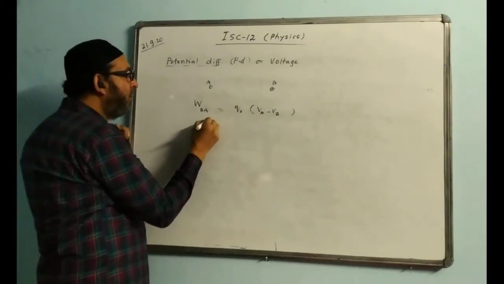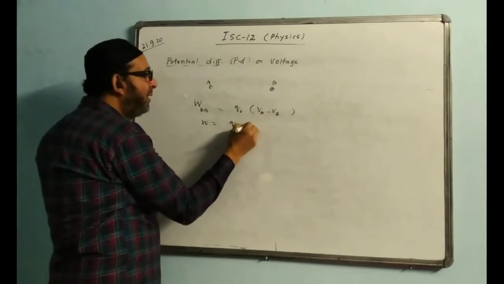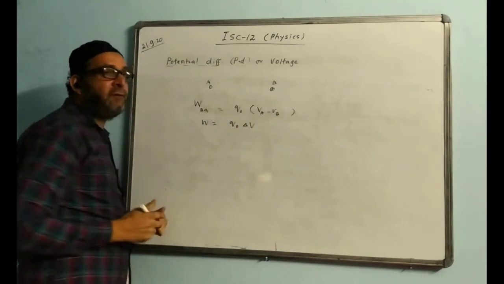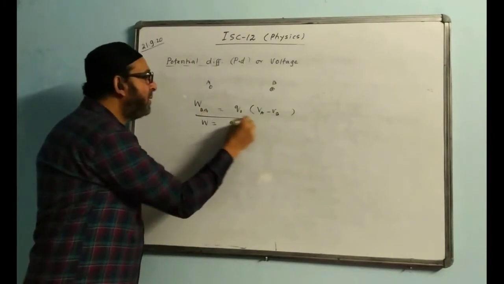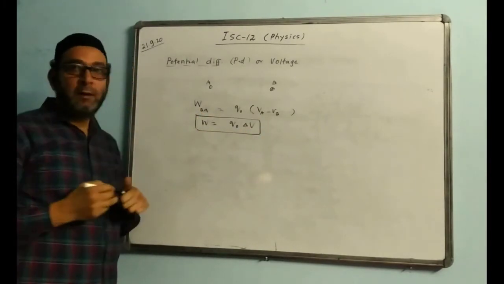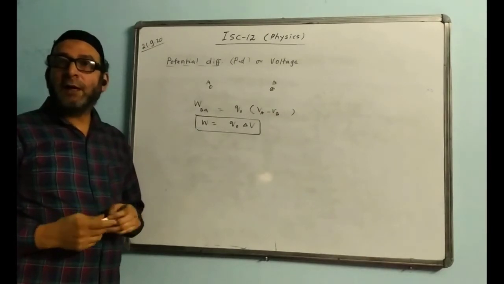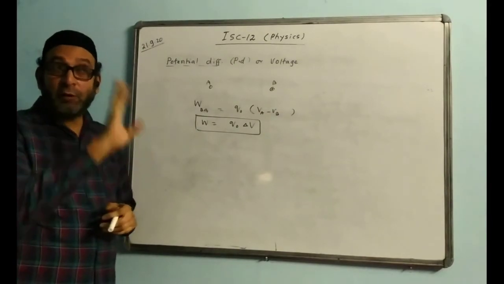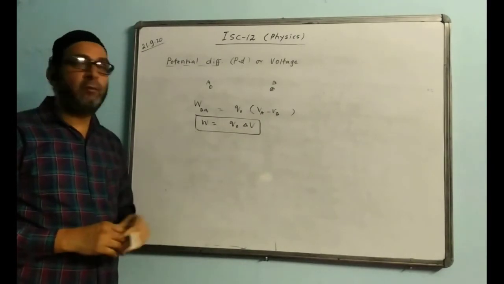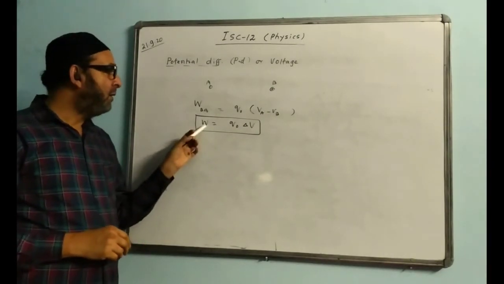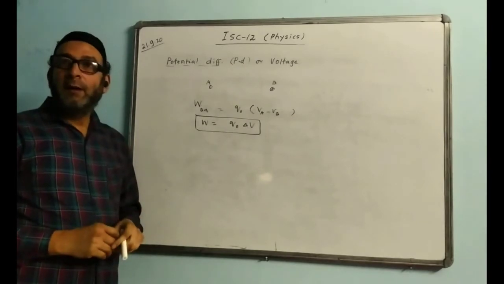You can calculate that W is equal to Q naught delta V. Delta V is the potential difference or the voltage. Directly we can calculate. This becomes a kind of formula. Work done in moving a charge between 2 points in the electric field area, not from infinity, will be W is equal to Q naught delta V. Directly we can calculate.